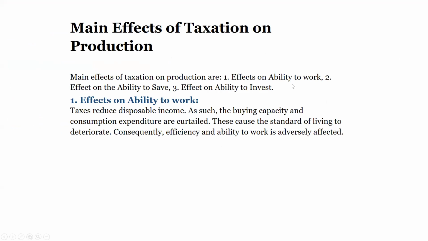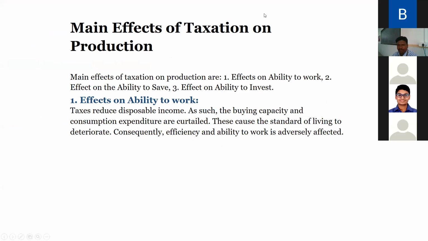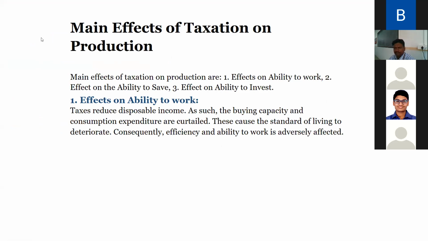So what are the effects of taxation? Okay, now we'll have some interactions. I request all of you to enable your video. Before we proceed to the analysis of the effects of taxation, students, am I audible to you? Yes, Sanjay. Yes, Gerard. Others are not there.